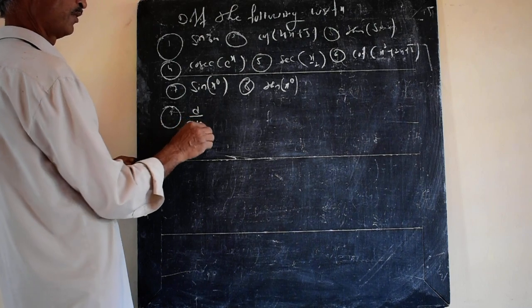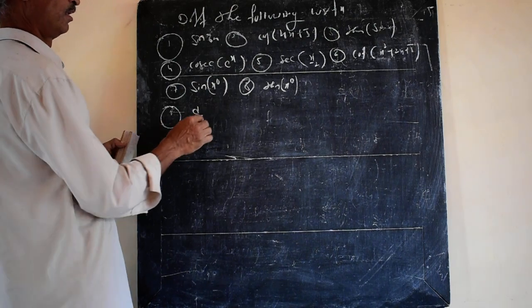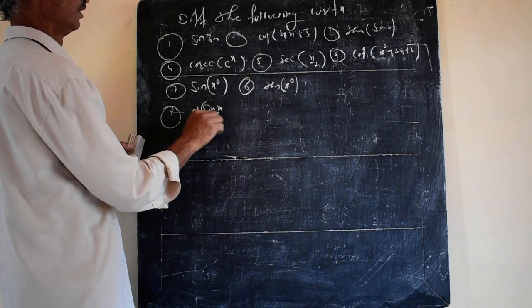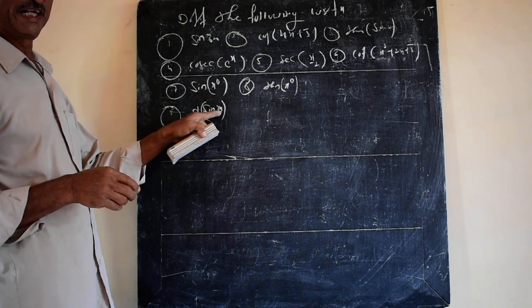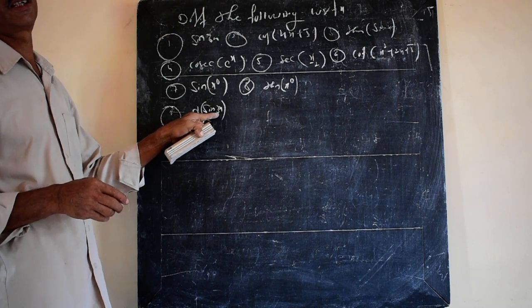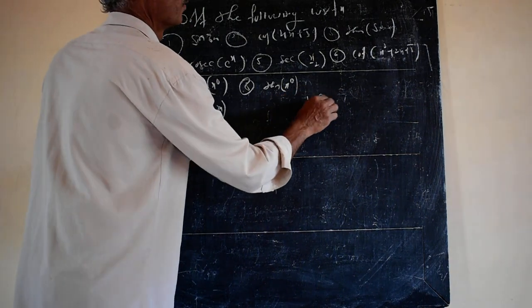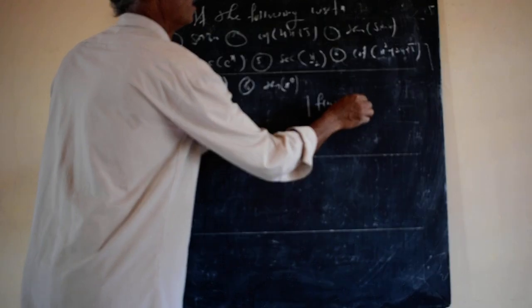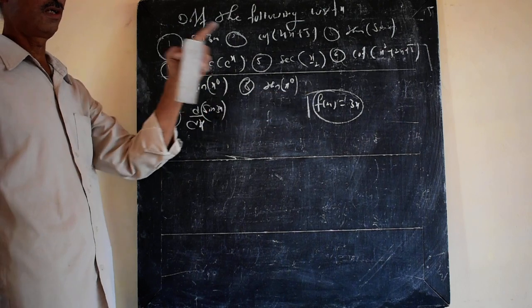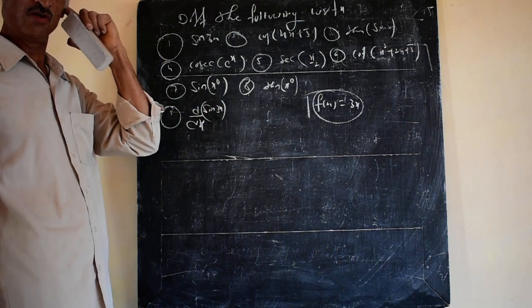Differentiate the following with respect to x means you have to take d by dx of sin 3x. Look here, it is not simply sin x, it is sin 3x. Therefore, f of x here is 3x. Every time writing f of x is unnecessary. Whatever is written on the side is not necessary.